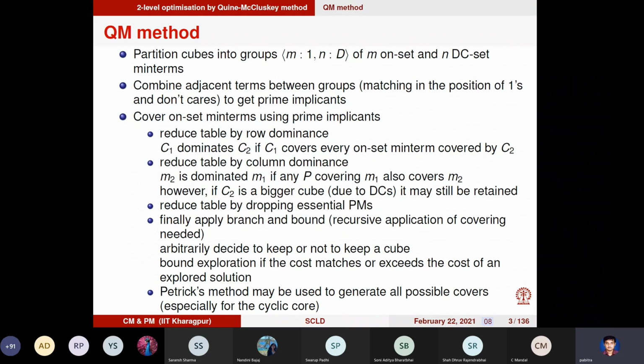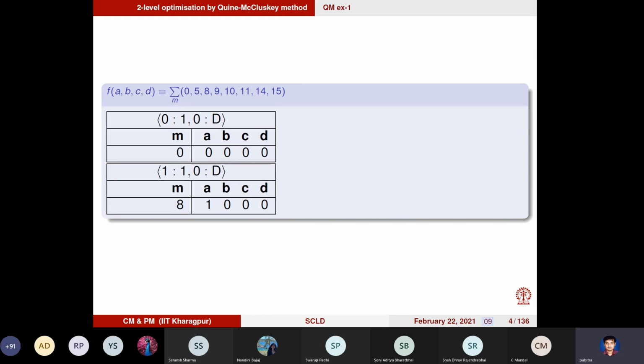In this way you identify something called essential prime implicants, and then you keep only them. So let us explain it by an example.